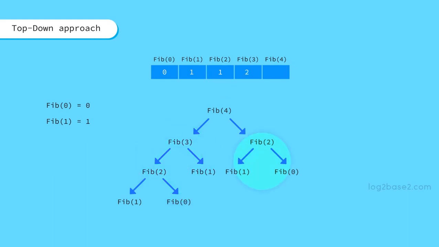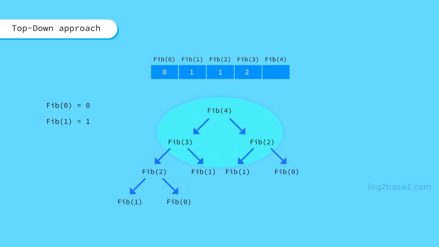Now fib of 2 should be calculated, and when it is checked in the array, it is already computed and stored in the array. So it is only a matter of returning it from there. We do not need to call fib of 0 and 1 recursively. So the repeated work is not occurring here.